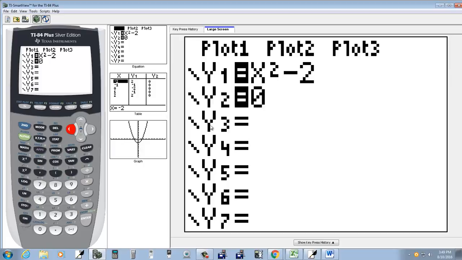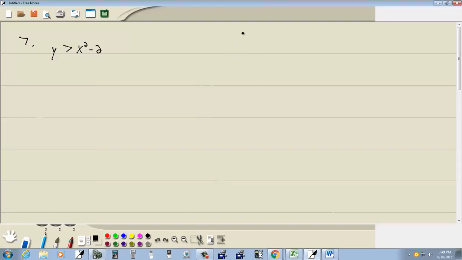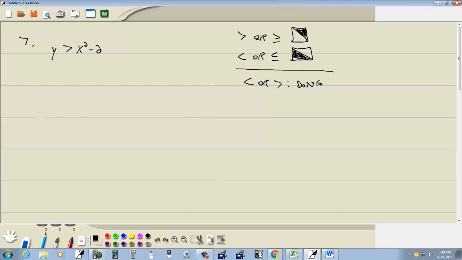Now it's a greater than. If we have a greater than or greater than or equal to, we want an upper right-hand triangle. If we have a less than or less than or equal to, we want a lower left-hand triangle. If you have a less than or greater than, you'll have a dotted line. If you have a less than or equal to or greater than or equal to, you'll have a solid line.